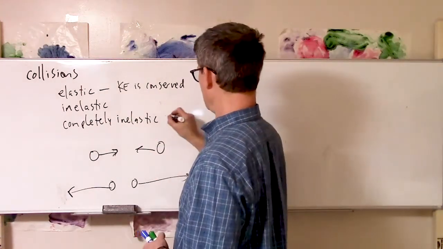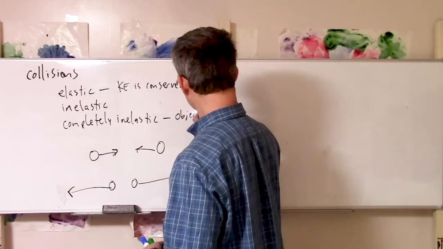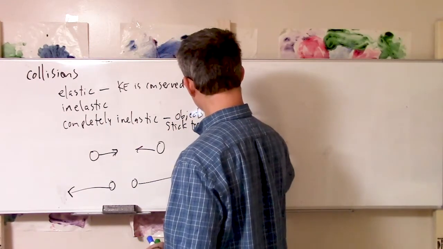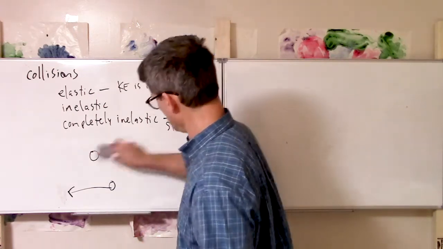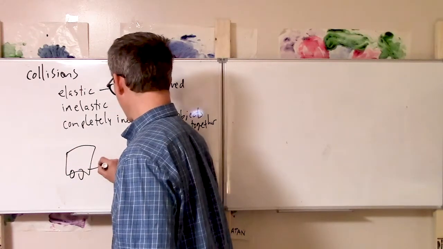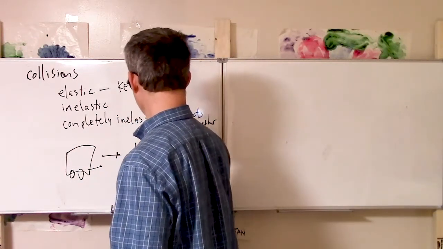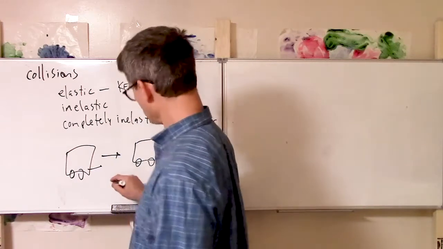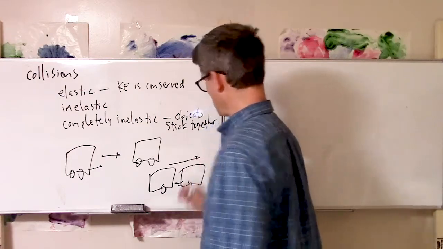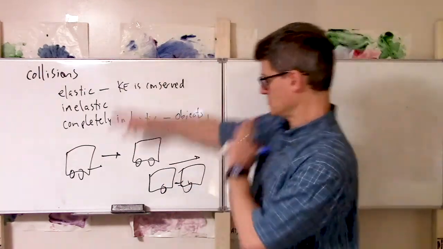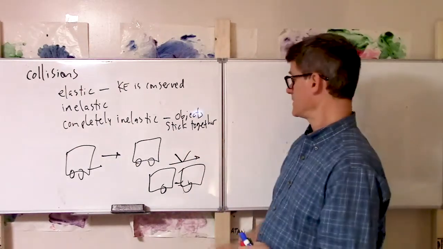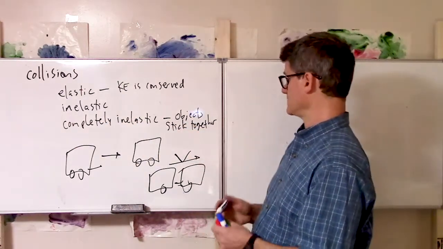Completely inelastic is objects stick together and have the same final velocity. So what does that mean? That's what I want to start with, a train car bumping into another train car, and then after they stick together. So it looks like this. We'll start it all afresh after erasing. But that's the concept. They stick together and they have the same final velocity. That's considered a completely inelastic collision.